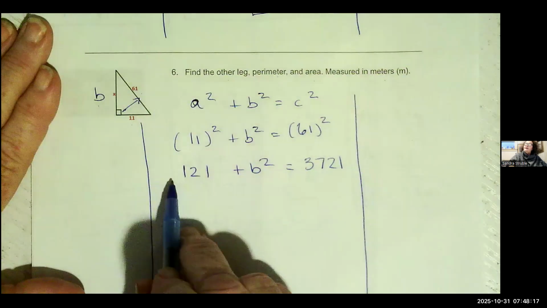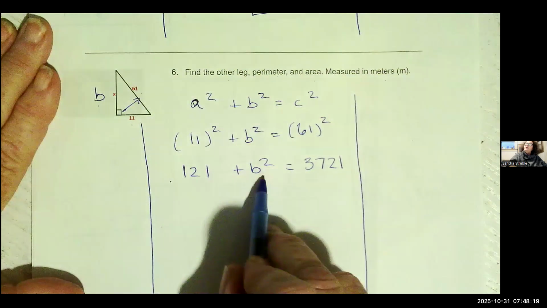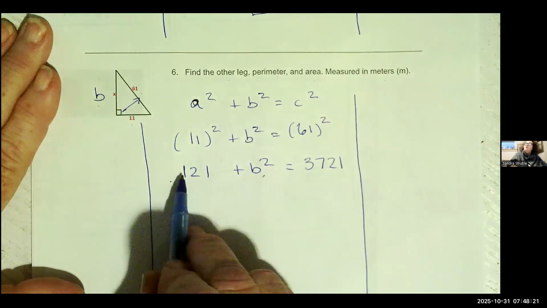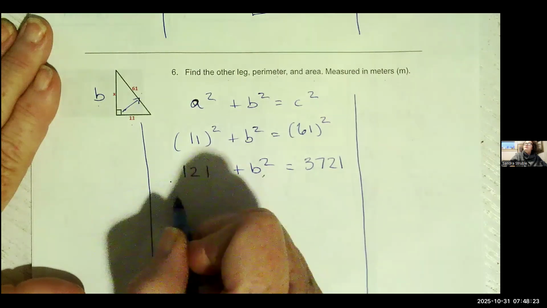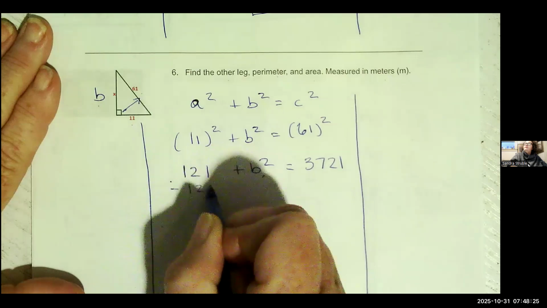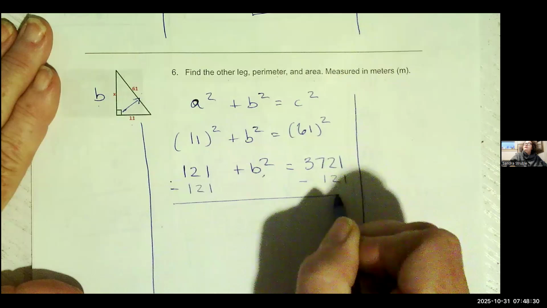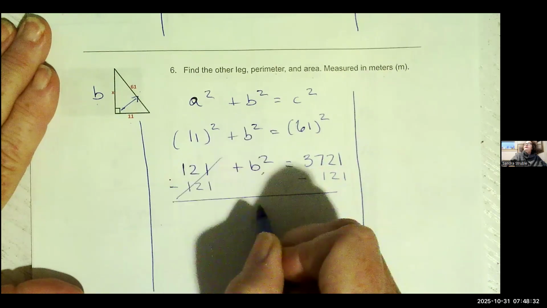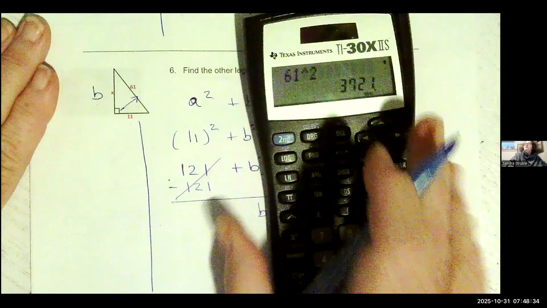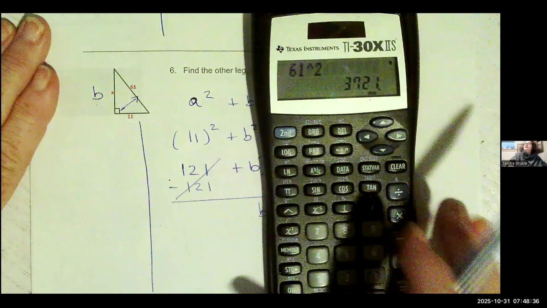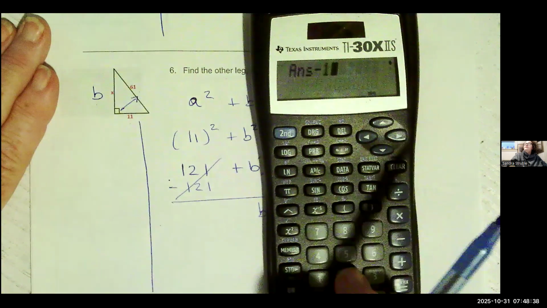We want to solve for B. So since it's positive, we need to subtract 121 from both sides. This is gone, and I'm left with B squared is equal to 3,721 minus 121, and that is 3,600.